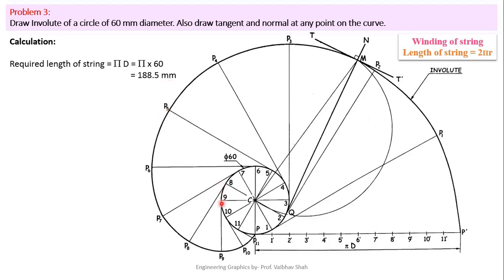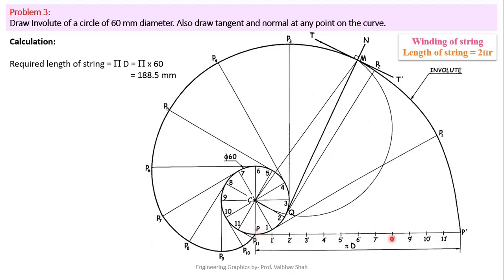So first of all, we will draw one circle with a diameter of 60 mm. After drawing this circle, you will draw the string length of pi d from the bottom portion of this circle, tangent to that circle. After drawing that, we have to give numbering. It is obvious that the connection point of the string with the circle will be the initial point. We will denote this point as point 0, and from this point we have to give numbering.